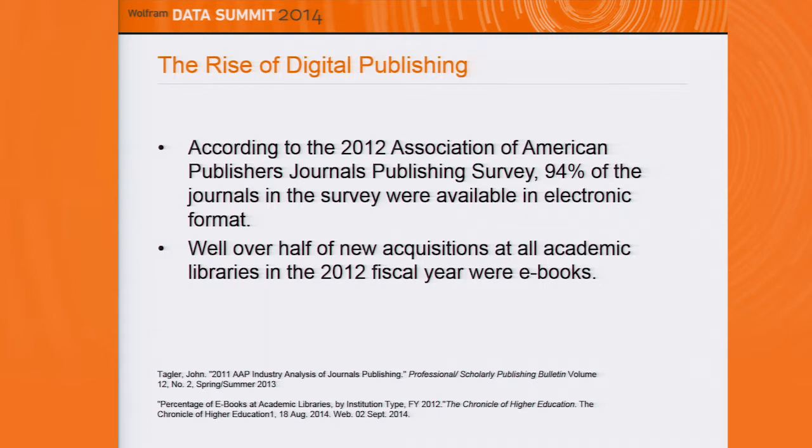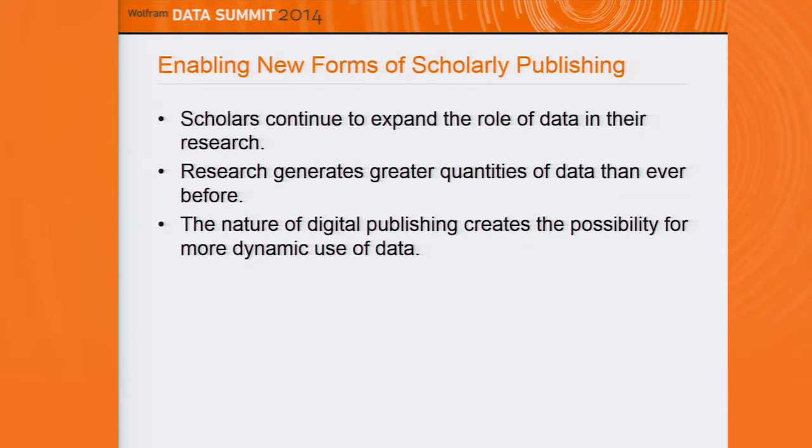The rise of digital publishing has been remarkable. We all know that in the past 20 years, what we've seen in digital publishing has been astronomical. An Association of American Publishers survey found that 94% of journals surveyed are available in digital format. Over half of library acquisition budgets are for e-books. So we're dealing with a new format for scholarship, and that new format enables a different notion of publishing with an impact on scholarship that's immeasurable. It opens up an entirely new world for scholarship.